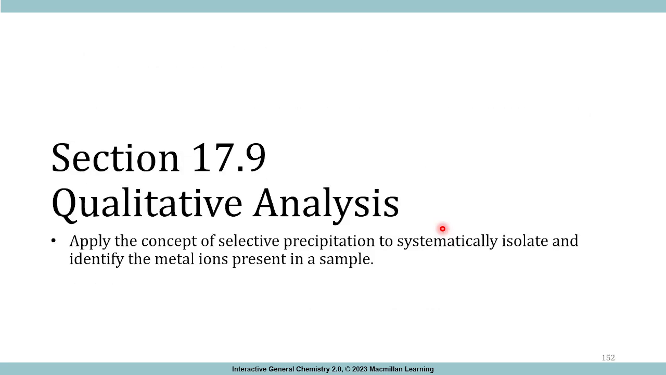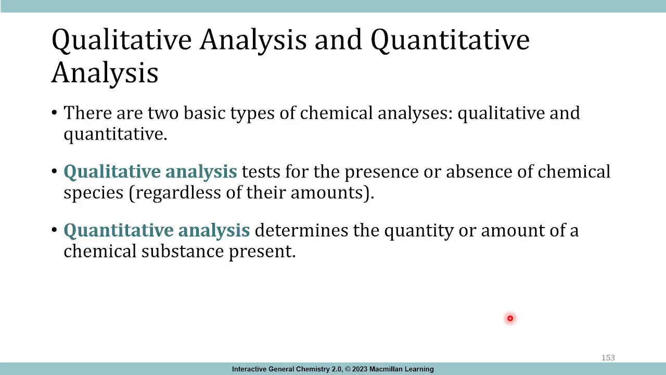All right. Fantastic. So qualitative analysis. This is where you actually use this to do a qualitative analysis to tell you what salts do I have. Does anybody remember the difference of quantitative and qualitative analysis? Don't worry, I thought you might not. So there are two types of basic chemical analyses: qualitative analysis and quantitative analysis. Qualitative analysis is going to test for the presence or absence of your chemical species, regardless of their amounts.